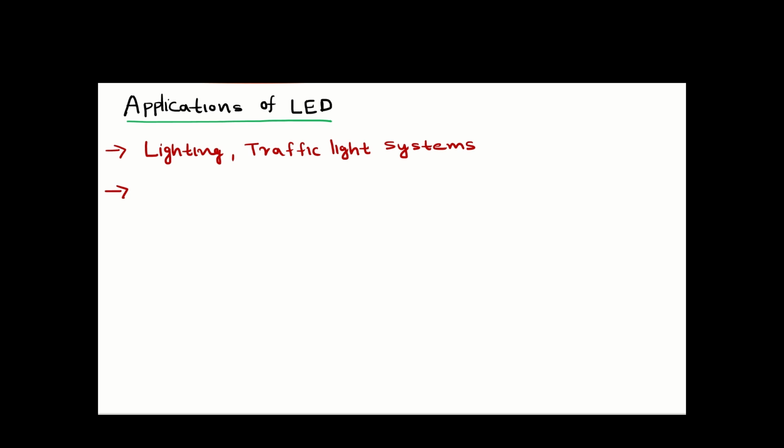The next one is remote controls. In remote controls, for example, TV remote controls, they are using invisible light LED, that means IR LED. Okay, so the remote controls are also using LEDs.